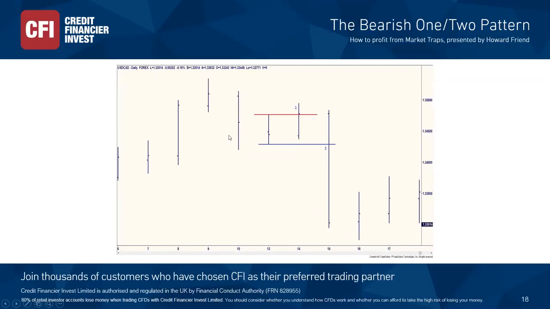Okay, now this one on DollarCAD actually occurred as part of a top. So as I mentioned at the start, most of the time these will be trend continuation patterns or signals, but sometimes you'll get a good 1-2 at a market top or at a market bottom. And in this case, what we're seeing is a good 1-2 sell at a market top.